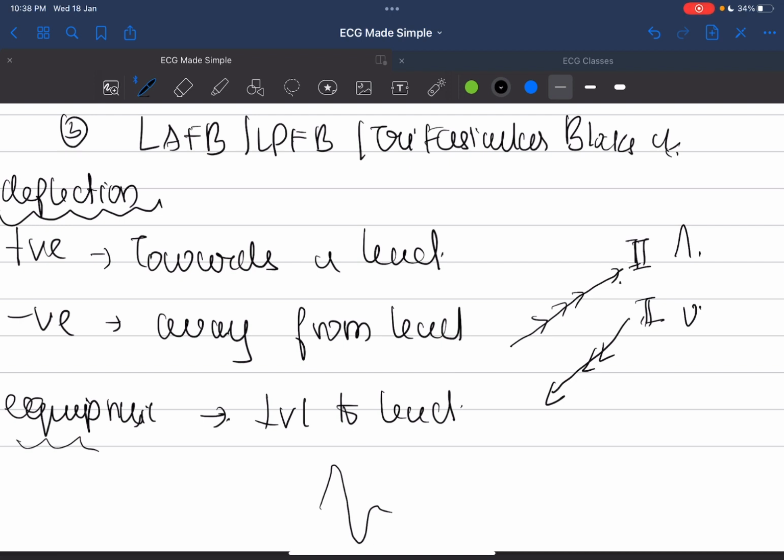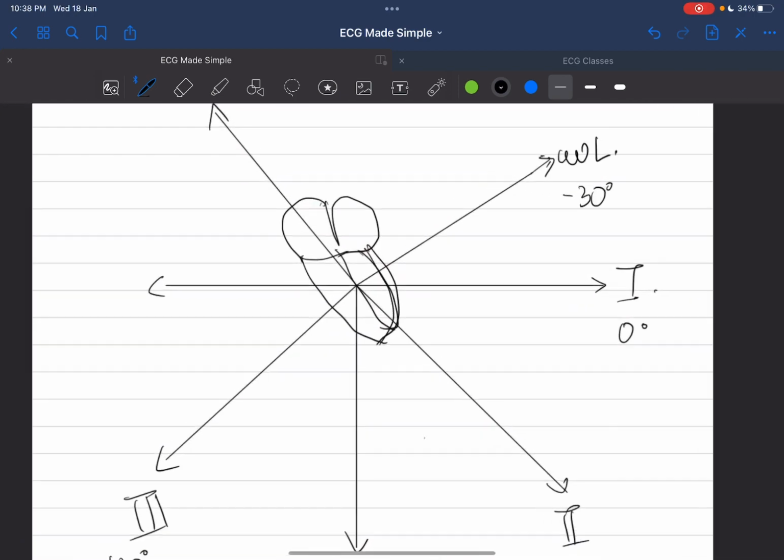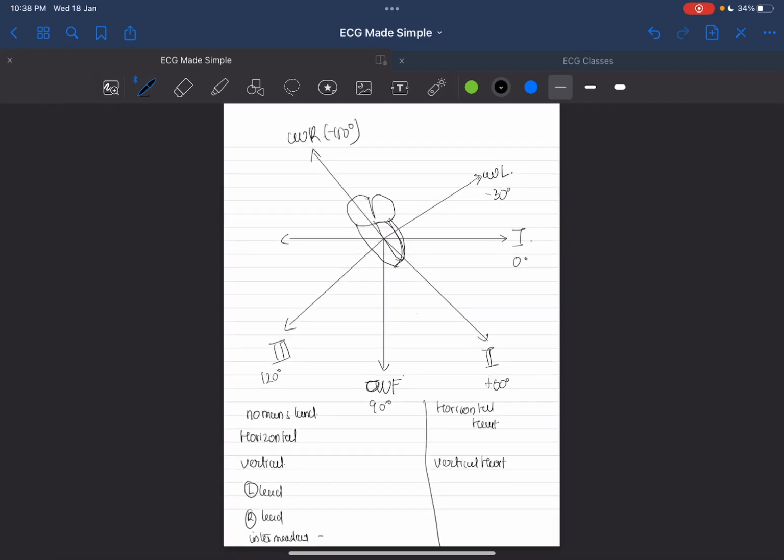Towards the lead is positive, away from the lead is negative, and if it is perpendicular to the lead, it is equiphasic. This you should know. Then this is the all-important diagram that you should know when it comes to axis calculation.